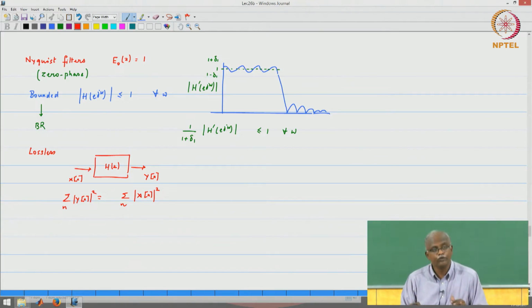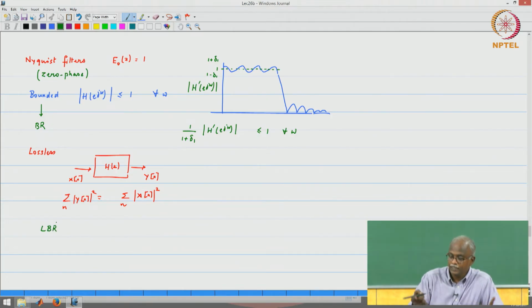Again, this is a very useful class of filters, a class of transfer functions, and you would call this lossless. Now you can combine both of them and say there is a class of transfer functions that is lossless, that is real by coefficient, and is also bounded everywhere on the unit circle, and this we said basically points to all pass functions. Okay, all pass functions, this is the class that we are interested in.